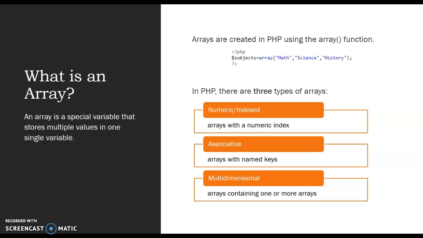In PHP, there are 3 types of arrays. So the first is numeric or indexed, and those are arrays with a numeric index. So meaning the first index would start at 0 and increment like 0, 1, 2, 3, etc. Associative is similar, but instead of having a numbered index, you have strings, and so they're named keys. And then multidimensional are arrays that contain one or more arrays.